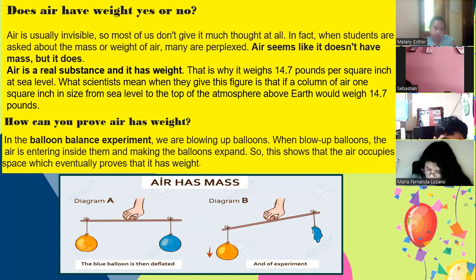How can you prove that air has weight? In the balloon balance experiment, we are blowing up 2 balloons. When you blow up balloons, the air enters inside them and makes the balloon expand. So this shows that the air occupies space, which eventually proves that it has weight.